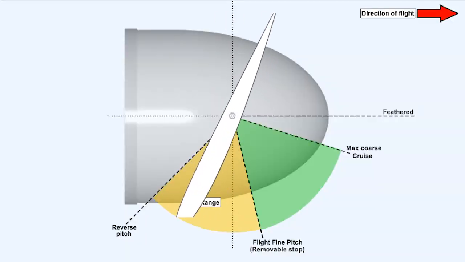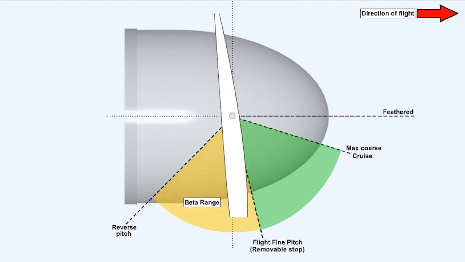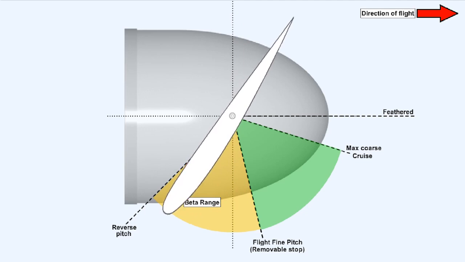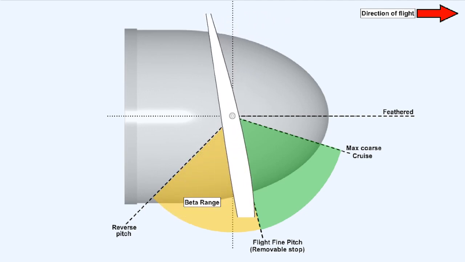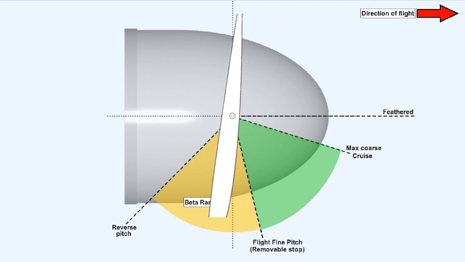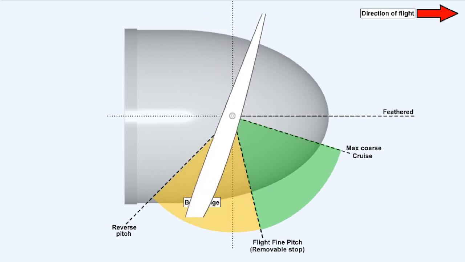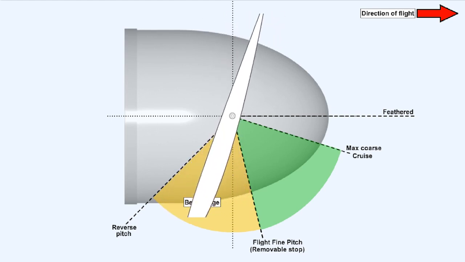The beta range is used on the ground only. It's selected during the landing roll by first removing the flight fine pitch stop, or FFPS, which was previously engaged to prevent the blades moving to ground fine pitch in flight, and then moving the engine power lever to a position below the flight idle position. On systems not equipped with a hydraulic flight fine pitch stop, the power lever is moved through a flight idle detent or gate.